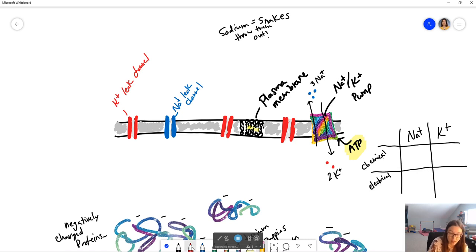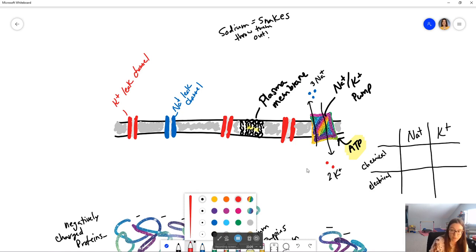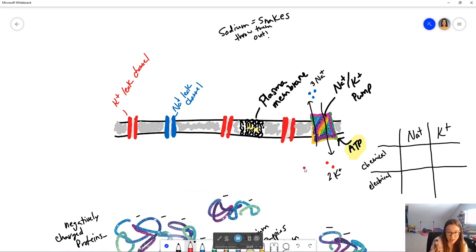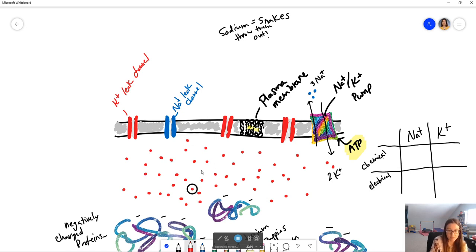So what I want to do is add some more potassiums. And so we can look here and say, oh, well, potassium is always being pumped in. So where are we going to have more potassium? We'll have more potassium on the inside of the cell, right? So we have a bunch of potassium on the inside of the cell. Remember, this is because we have a lot of these sodium potassium pumps, and so we're constantly going to be pumping potassium into the cell. And then, if we have a lot of potassium inside the cell, where do you think potassium is going to want to go with these leak channels?